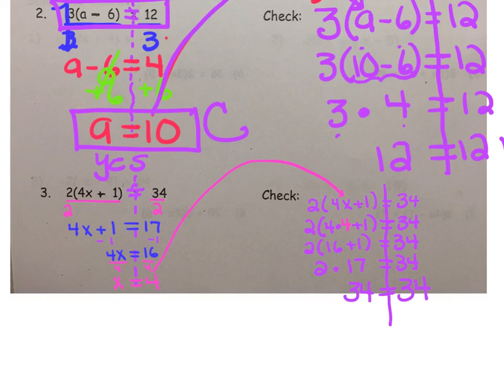When you solve the equation, you should have gotten the answer x equals 4. When you check your work, you drop a solid line down the equal sign, and you should have gotten 34 equals 34. Yes, it checks out. The correct answer is indeed x equals 4.